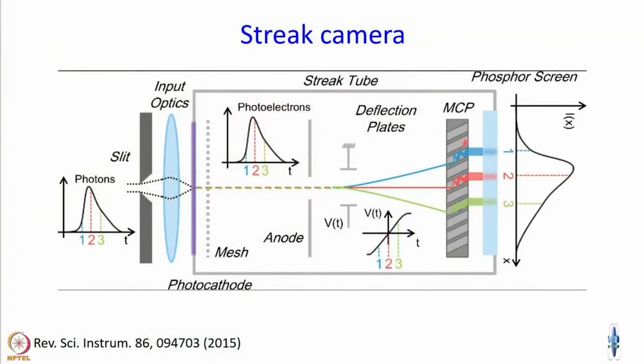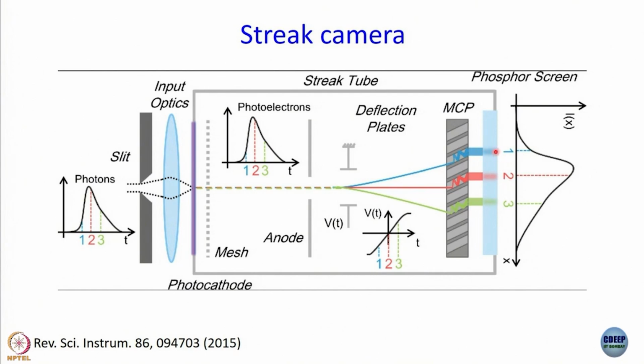Suppose now you put an MCP here, and after that you put a phosphor screen. What is the role of MCP? Simply to increase the number of photoelectrons, you remember 1 to 40,000. What are you going to see on the phosphor screen? You are going to see a streak. 1 is a point, 2 is another point, 3 is another point. This you understand, right?